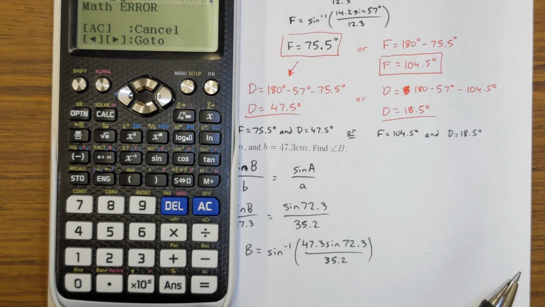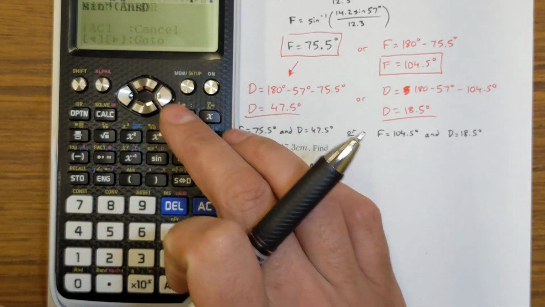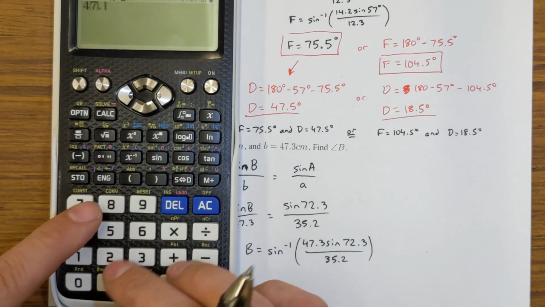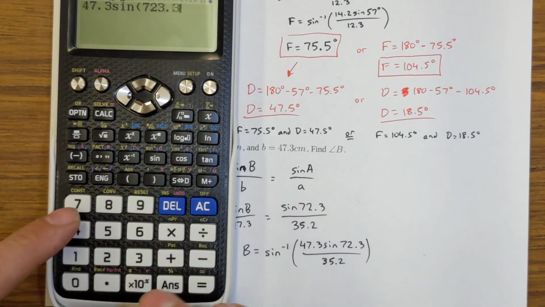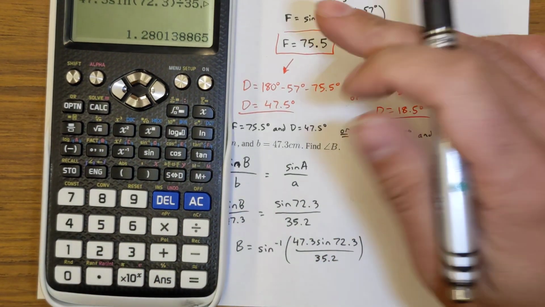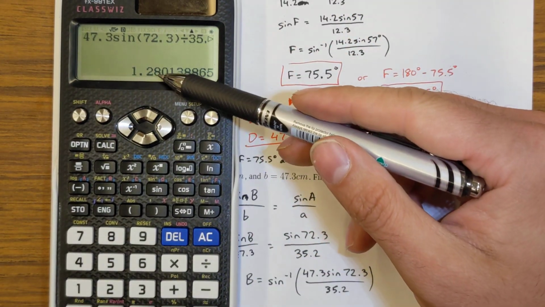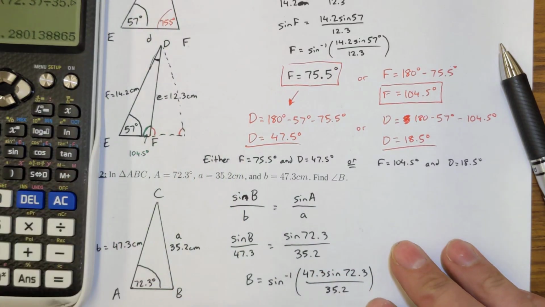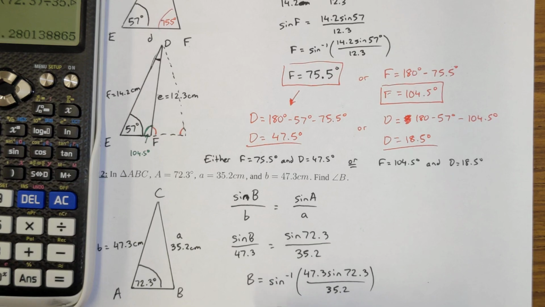Uh-oh, math error. Let's go back. Oh, it won't let me go back. Okay, we'll type this in again: 47.3 sine 72.3 divided by 35.2. We got an error because if we're doing the sine inverse, this is my opposite and hypotenuse sides. I can't have a ratio of those sides be bigger than 1. I can't have my opposite side be bigger than my hypotenuse. So we got an error. It's not possible. This triangle is not possible.